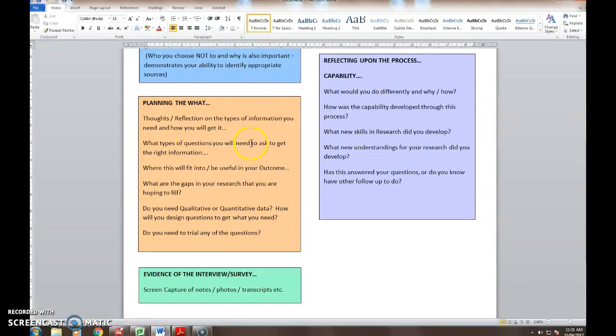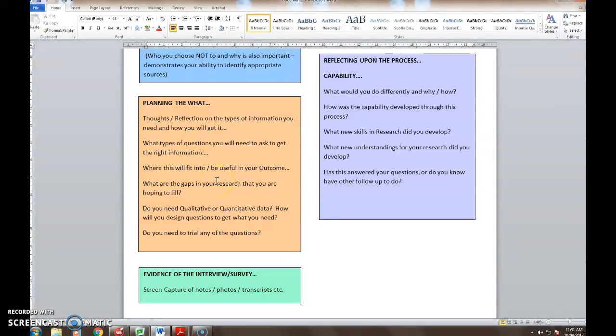The next part of what you need to include is some of the planning, and it's the planning of the what this time. So this includes your thoughts and reflection upon the types of information you need and how you're going to get it, and what types of questions you will need to ask to get the right information. You might have examples of questions that you have decided are good ones, and examples of questions that you've decided are inappropriate, and why, in this section.